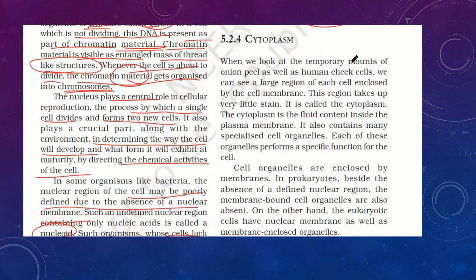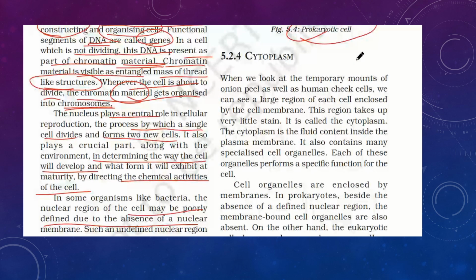Now we are discussing the cytoplasm. When we look at the temporary mount from an onion peel as well as human cheek cells, we can see a large section of each cell enclosed by the cell membrane, right? This large region enclosed by the cell membrane takes up very little stain, so it is almost white in color. That little stain-taking part is the cytoplasm.